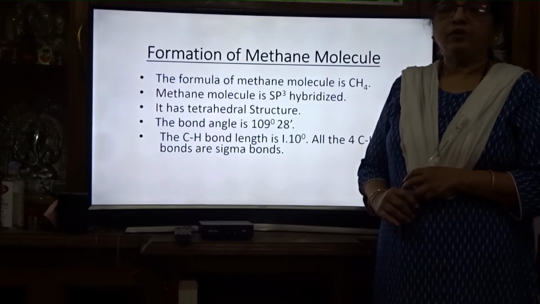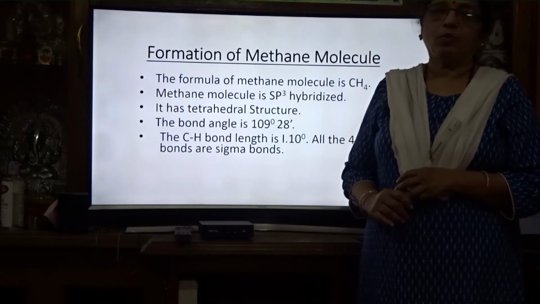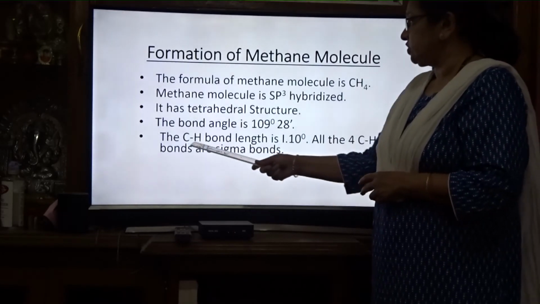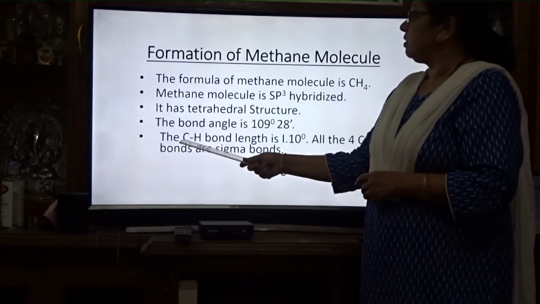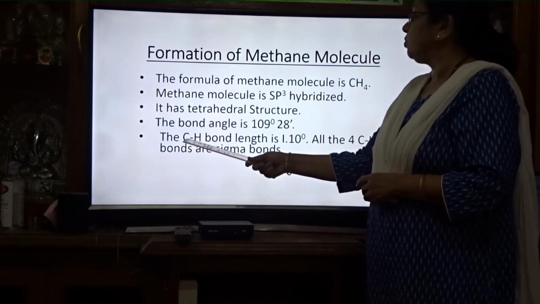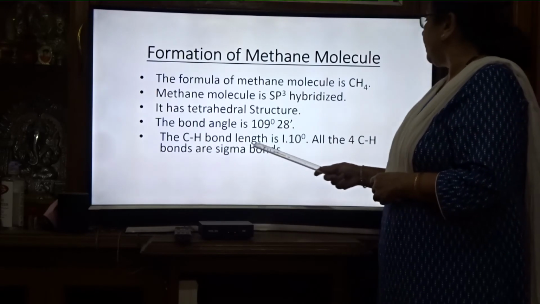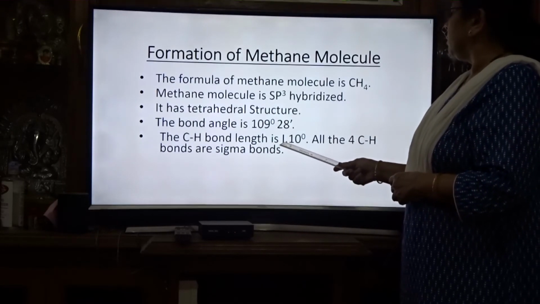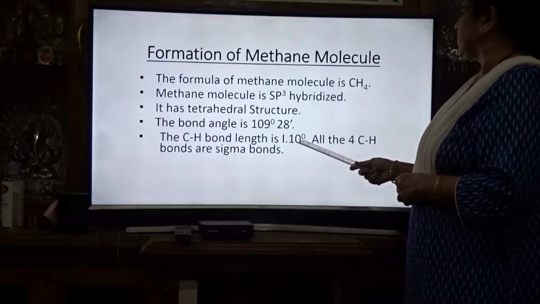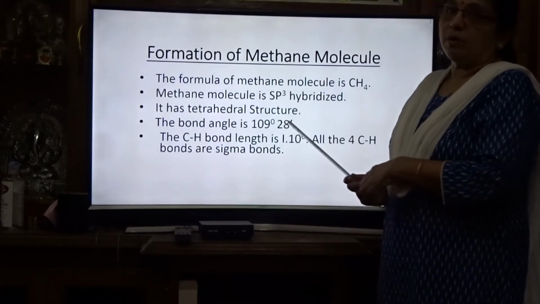So here we have 4 sigma bonds. We have to mention how many sigma bonds are formed and how they are formed. The C-H bond is formed by sp3-s overlap, and the bond length is 1.10 angstrom. All these 4 C-H bonds are sigma bonds.